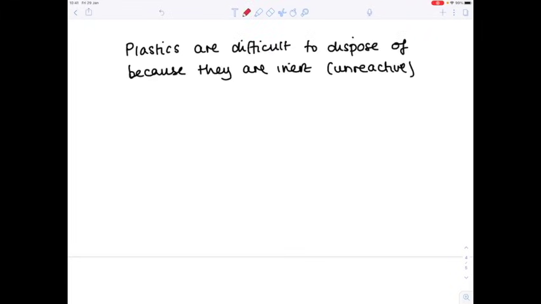So we've spent a large amount of time looking at different plastics. Now we need to look at issues with their disposal. Plastics are difficult to dispose of because they are unreactive, they are inert. So what methods of disposal exist, and what are their various advantages and disadvantages? Firstly, obviously landfill. Plastics occupy landfill.